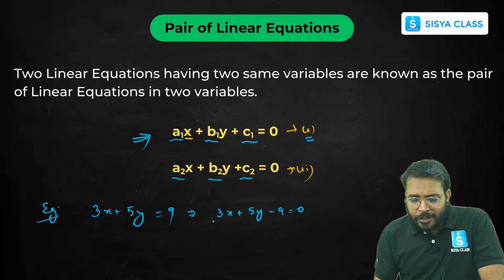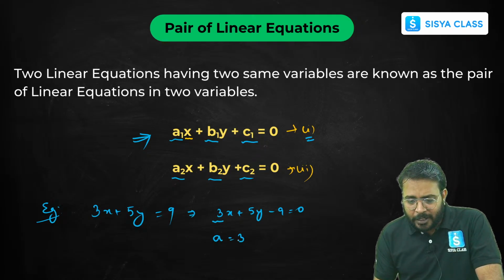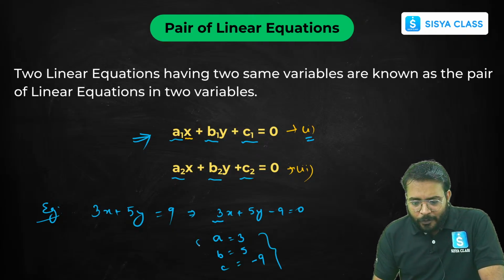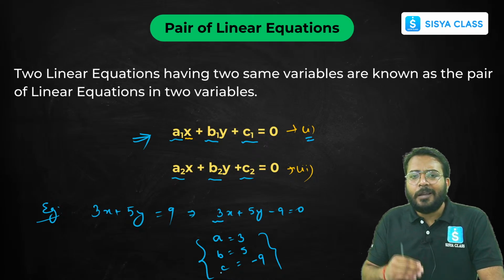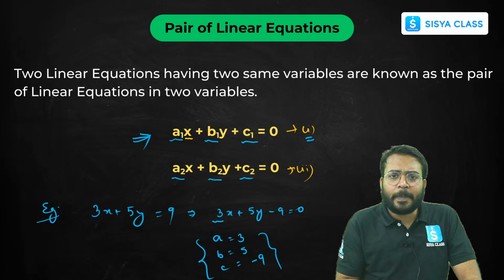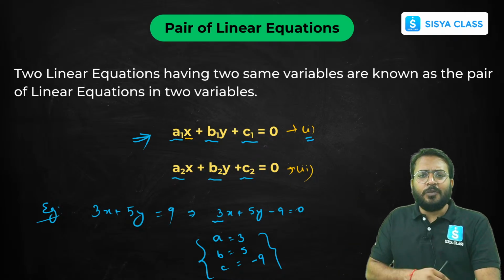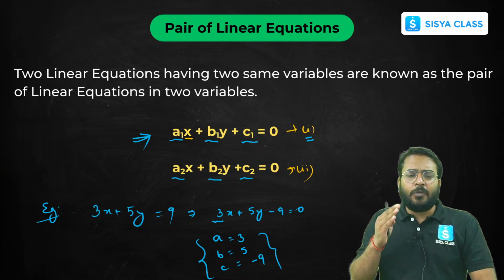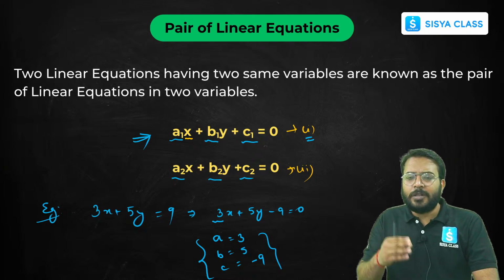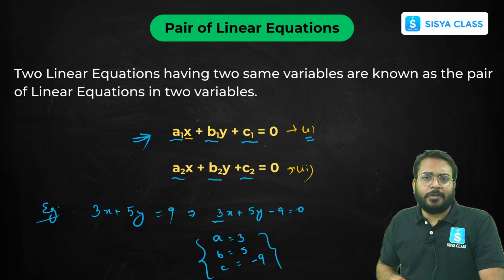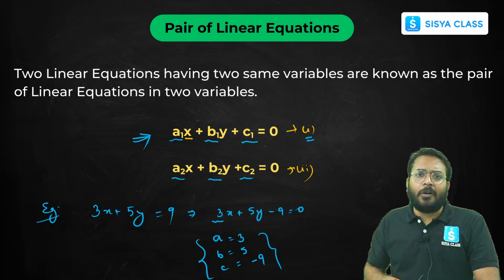So here the coefficient of x is going to be my a, that is 3. My b is going to be 5, and my c is going to be minus 9. So in this way, you need to find the a, b, and c values, and based on the coefficients of x and y and the constant term, we are going to decide whether these two linear equations are going to be consistent or inconsistent.